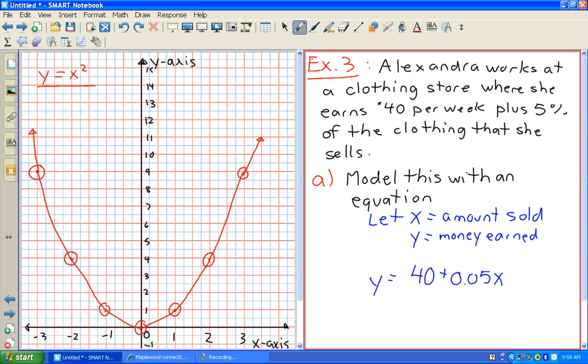So it's plus or times? y equals 40 plus what? It's plus, right? Yes, right, because she makes $40 and you get a plus 5%. And her percent is... yeah, Julie, question?